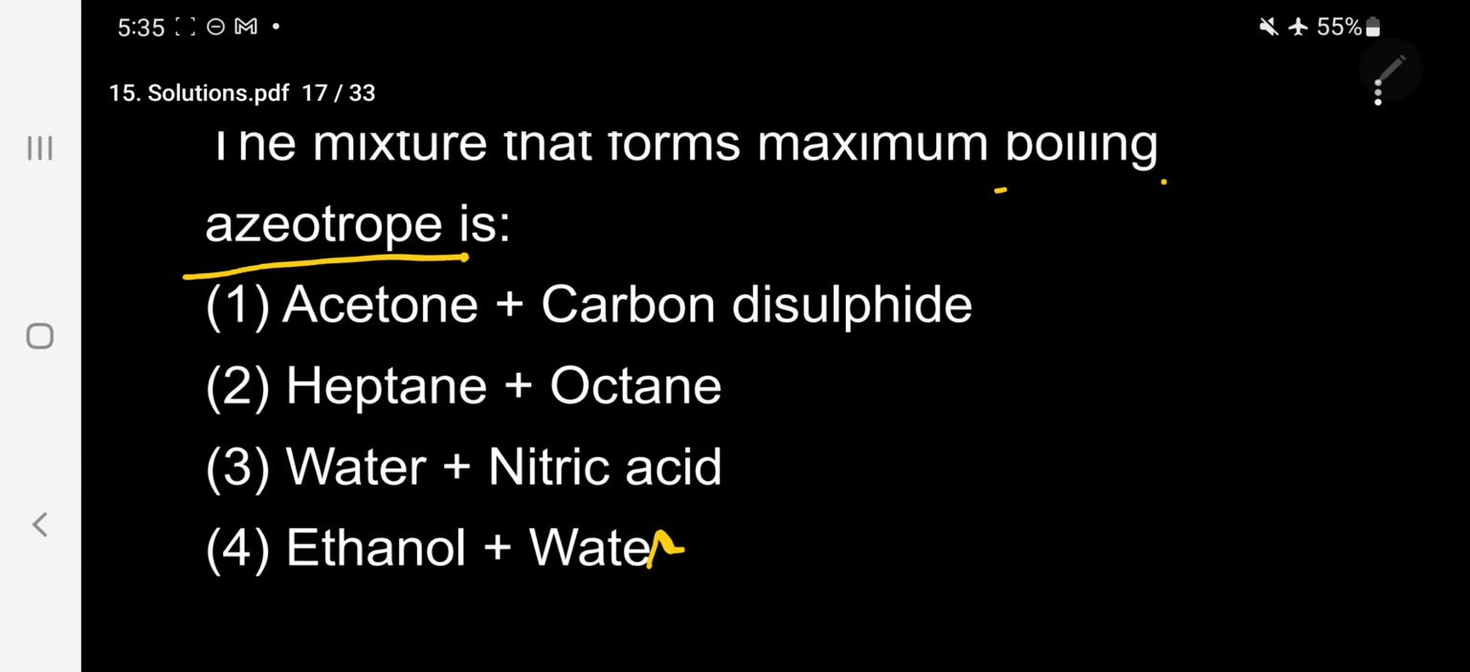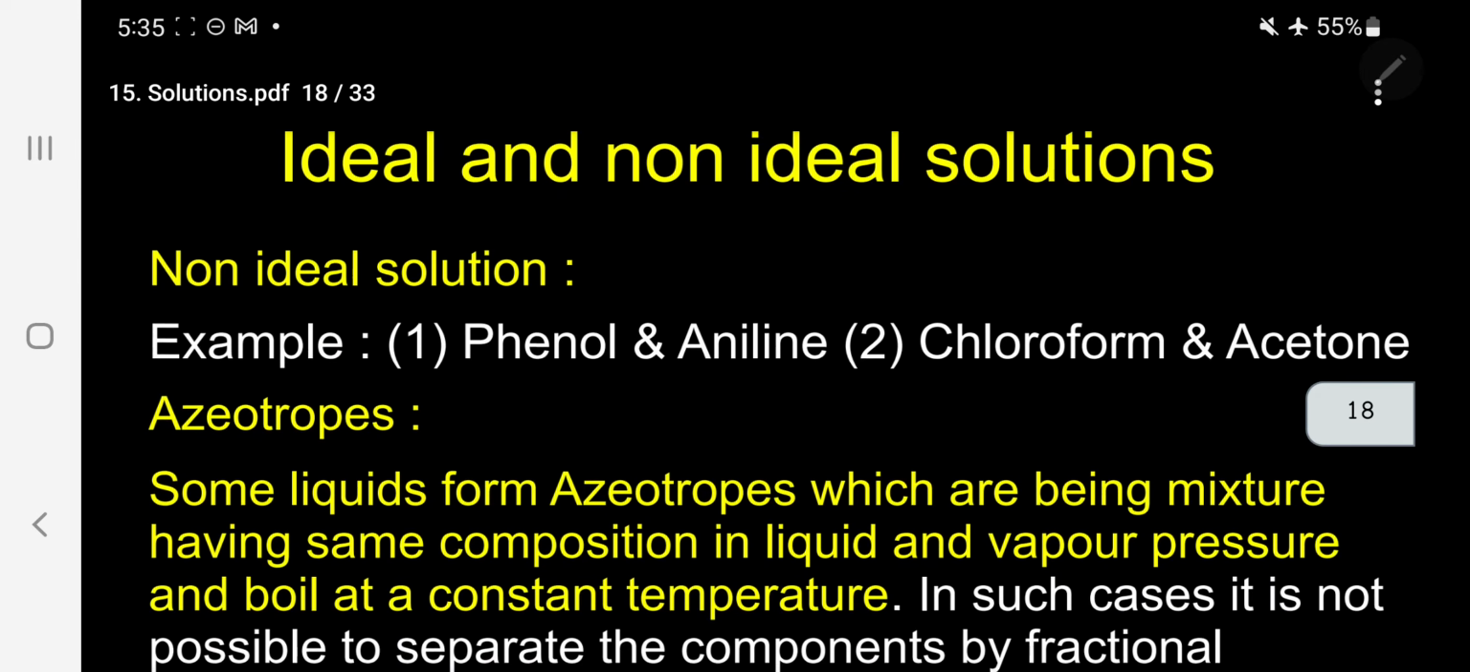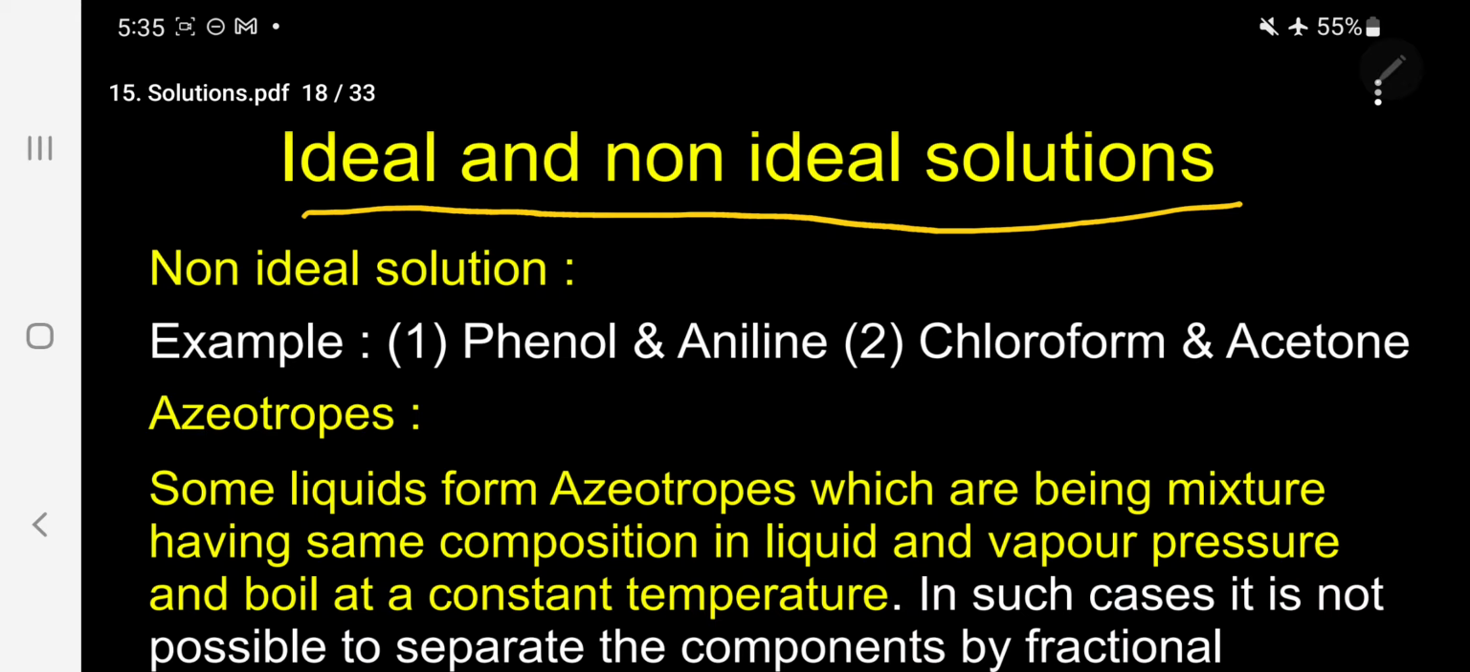So what you have to do? You must first know what an azeotrope is. Then only you will understand the idea. Each azeotrope will have a boiling point. The question is, among the four, which has the higher boiling azeotrope? Let me explain now. Just see. For this, we have to go for ideal and non-ideal solutions. You must have an idea. First, let me discuss non-ideal solutions. Examples: phenol and aniline, chloroform and acetone.